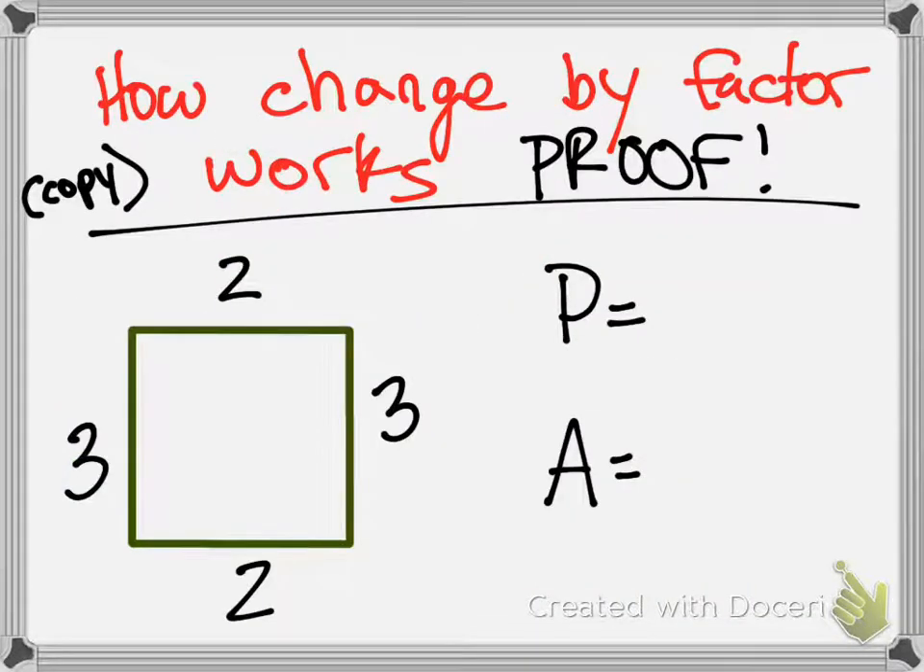Now, here's what I want to show you: how change by factor works. This is the proof. Many of you were having a hard time with this yesterday, the change of factor. You're having a hard time remembering how does it go up when it's affected by perimeter? How does it go up when it's affected by area? So I want you to have this.